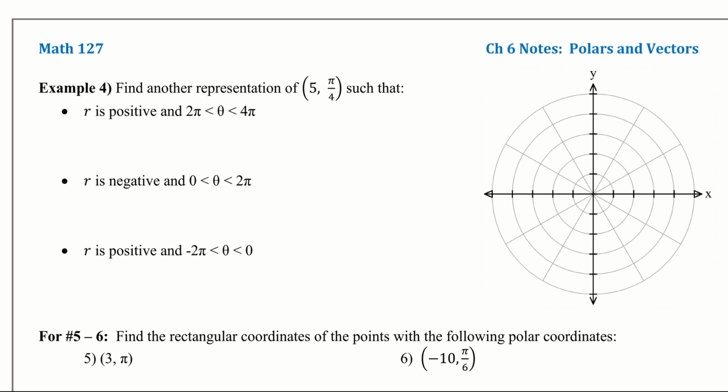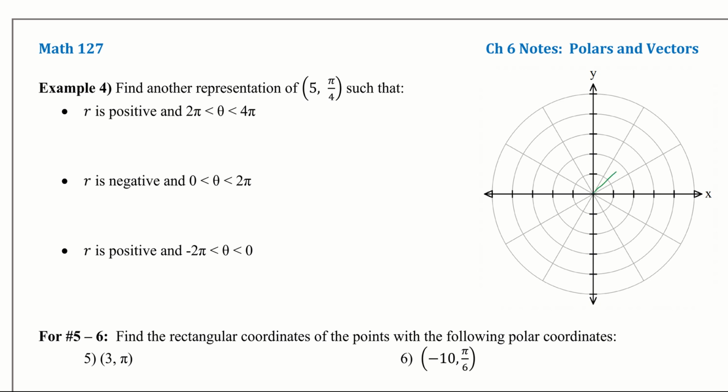So we're going to take this point and we're going to represent this 3 different ways. Sometimes r will be positive, sometimes negative, and we're going to change the range of values for which our angle can be measured with. So let's just start by putting this point where it actually goes. So we're going to go 5 units in the direction of pi over 4.